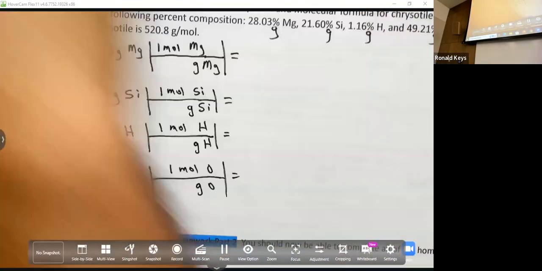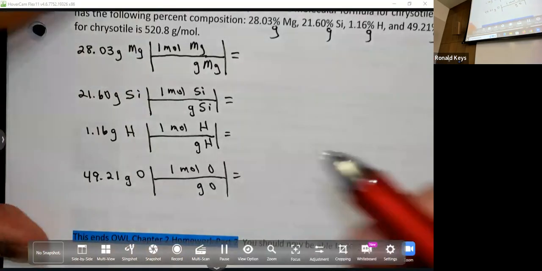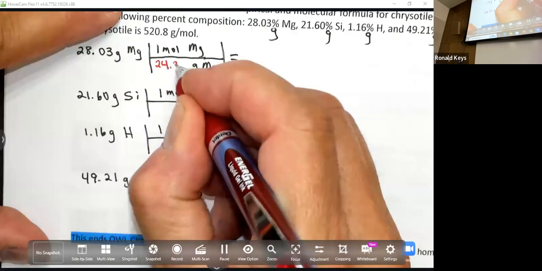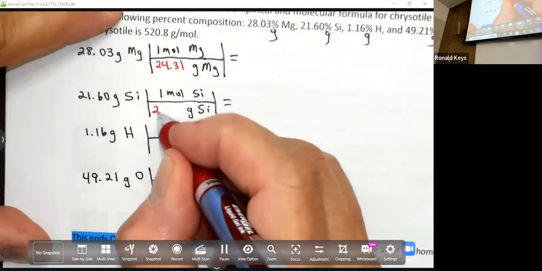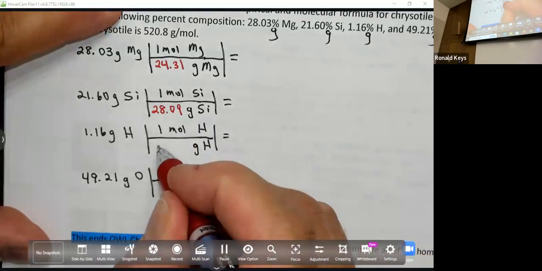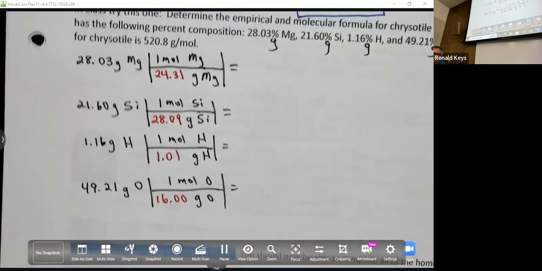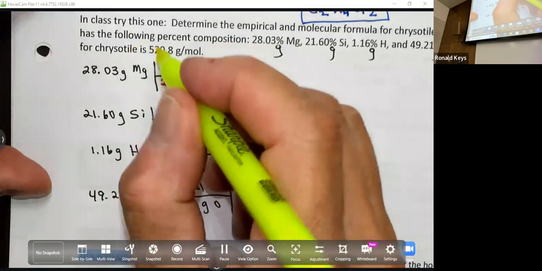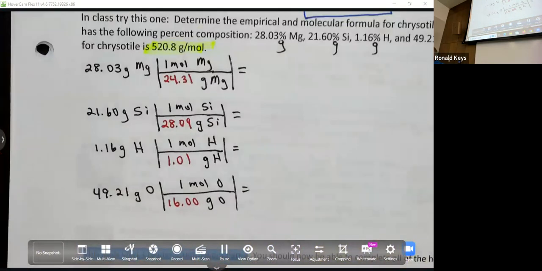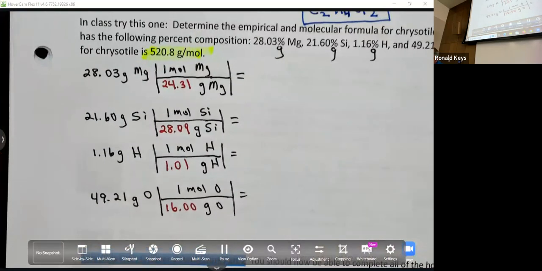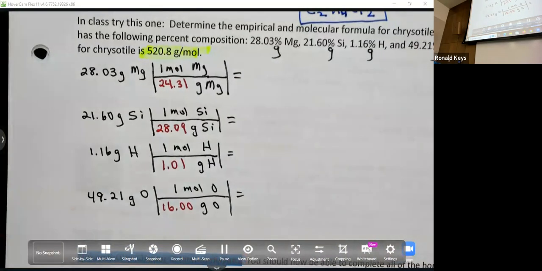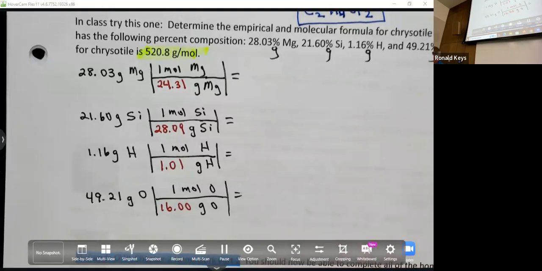And I'll put these in, and then I'm going to let you finish this baby off when you get a chance. So we've got 24.31, 28.09, 1.01, and 16. So you have to do an empirical formula and then adopt the molecular formula, the same as the one up above. You have to do step four on this. This turns out to be a pretty big compound.